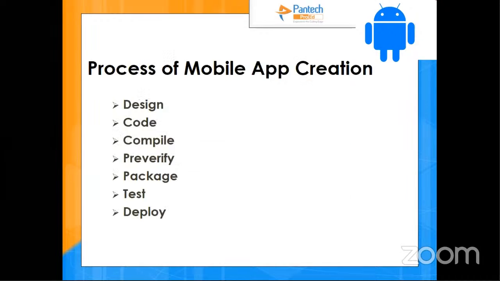Okay, so what are the processes for creating a mobile app? There are seven processes.